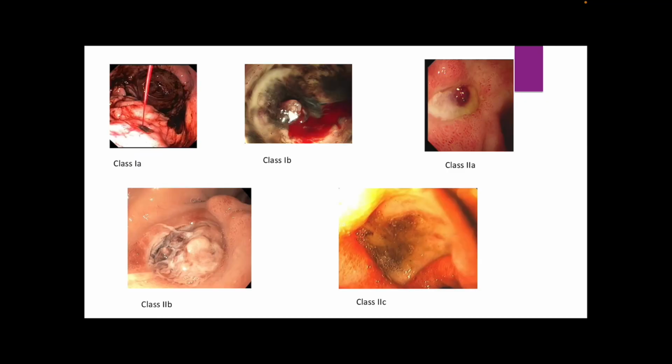Alright. Now these are a few pictures of the endoscopic findings as per Forest classification. So this is 1A. This is the spurting active hemorrhage. This is 1B or oozing active hemorrhage. This is 2A, that is the visible vessel that is not bleeding. 2B is the adherent clot, and 2C is a flat pigmented spot. So these are a few pictures based on Forest classification.